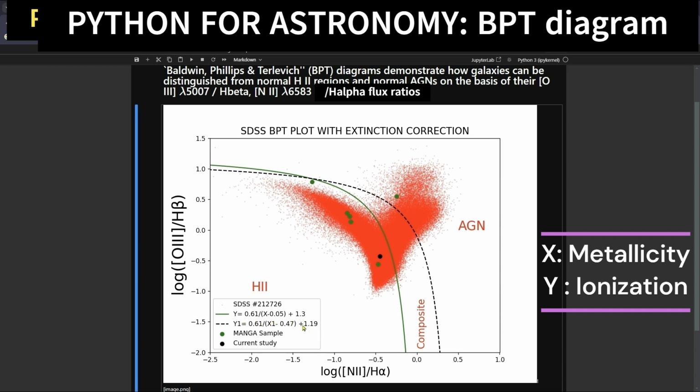So these lines will be used to separate star-forming galaxies from composites from AGNs on the basis of their line flux ratio. This tool allows you to differentiate whether a galaxy contains AGN or not. I mean, whether a galaxy is only a star-forming galaxy, it has only AGN, or it's both star-forming and AGN. So this will be decided through this plot.